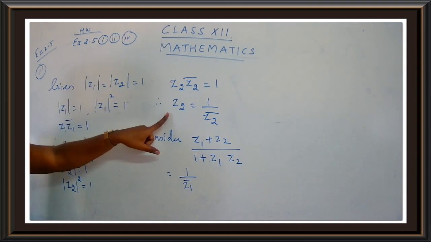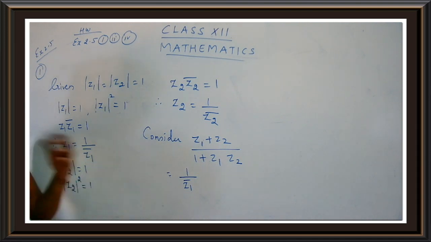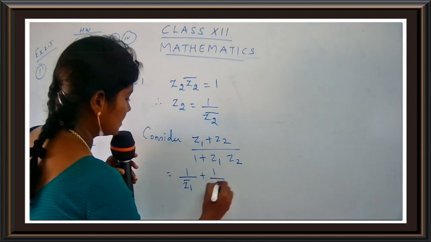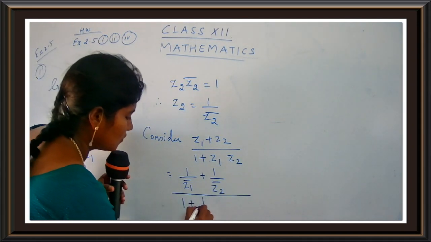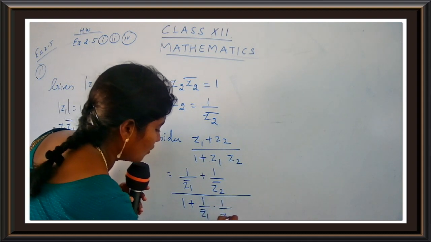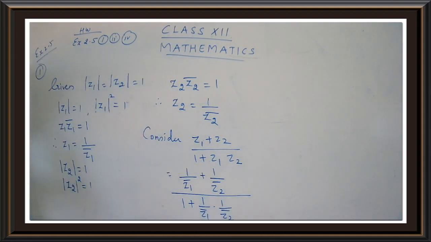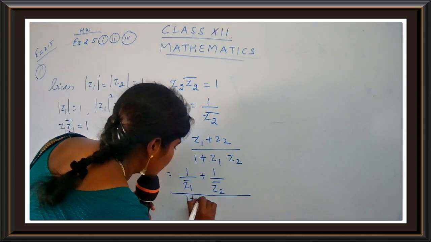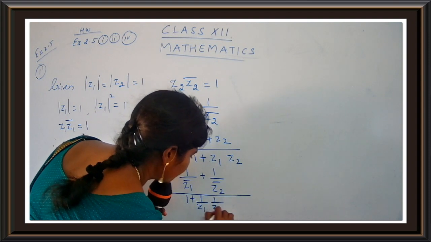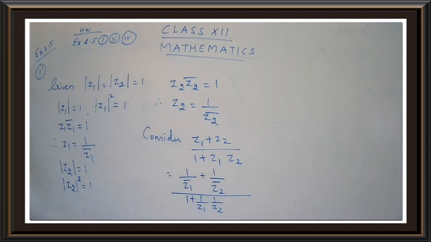So 1 upon Z1 bar plus 1 upon Z2 bar upon 1 plus 1 upon Z1 bar into 1 upon Z2 bar. I have substituted the value, children. Just be careful, very simple sum. I hope you are clear with the numbers. 1 plus 1 upon Z1, 1 upon Z2. Write down the numbers properly. Okay, so now let us cross multiply and solve the numerator and the denominator. Let's try to simplify it.